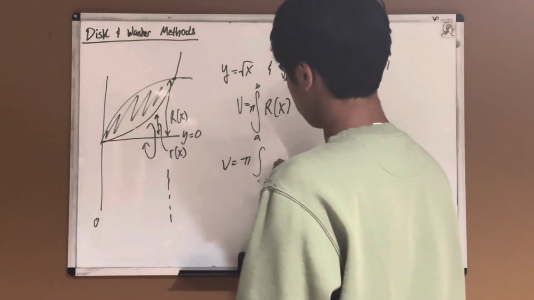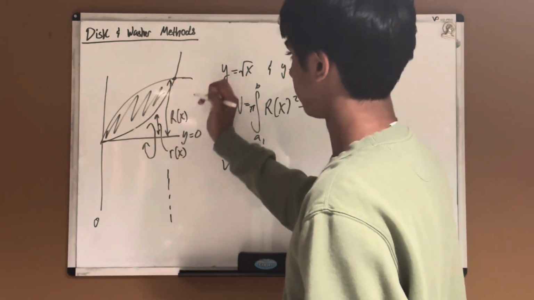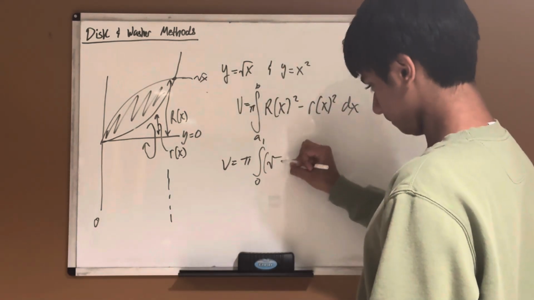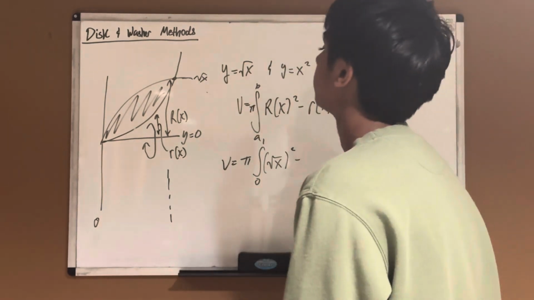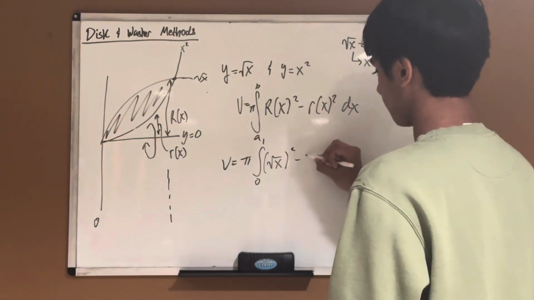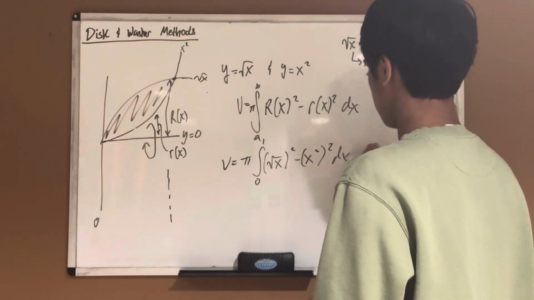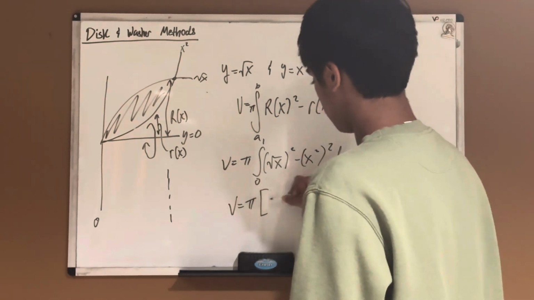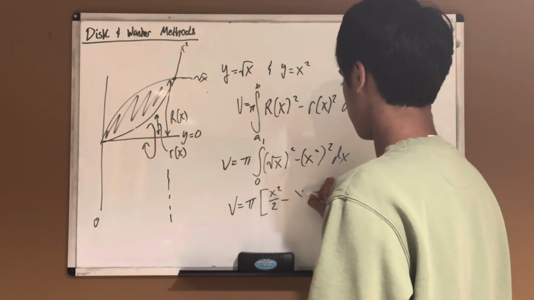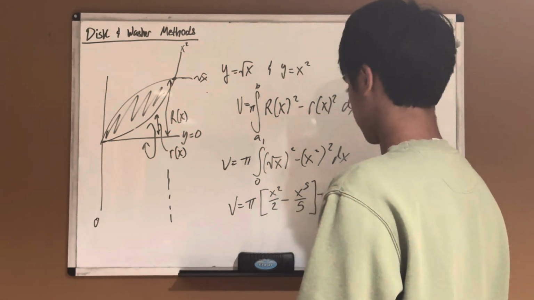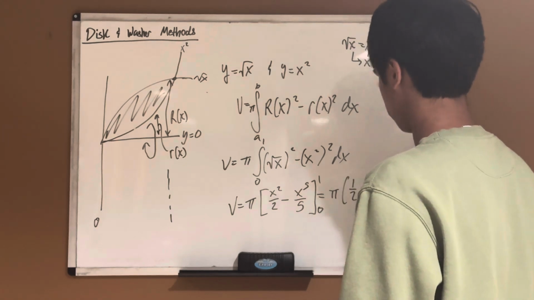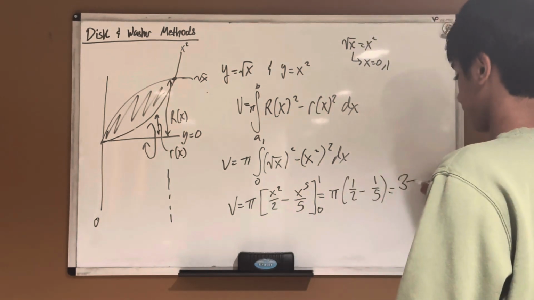Pi times the integral from 0 to 1. Big R of x, again, is square root of x, so square root of x squared, minus little r of x, which is x squared, so x squared squared dx. Integrate that, we get x squared over 2 minus x to the 5th over 5, and then from 1 to 0. So pi times 1/2 minus 1/5, which ultimately equals 3 pi over 10.